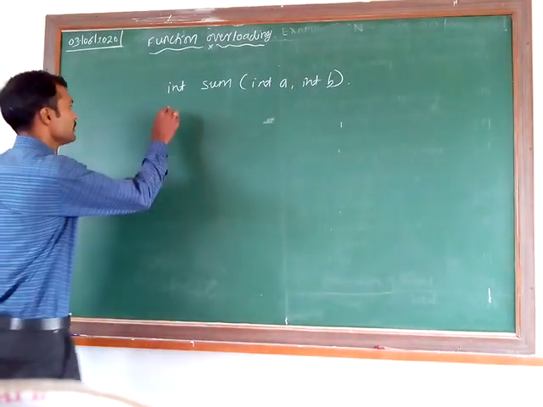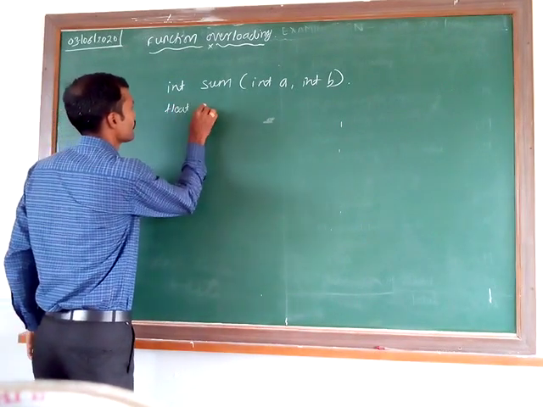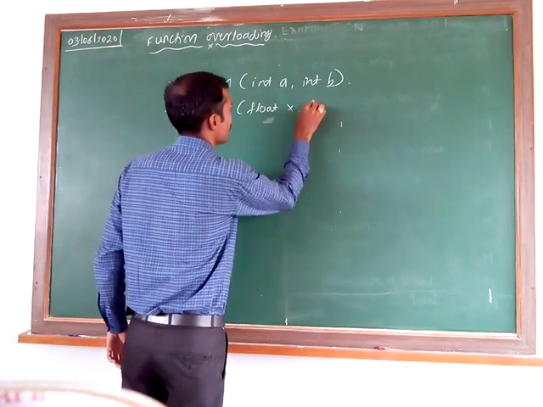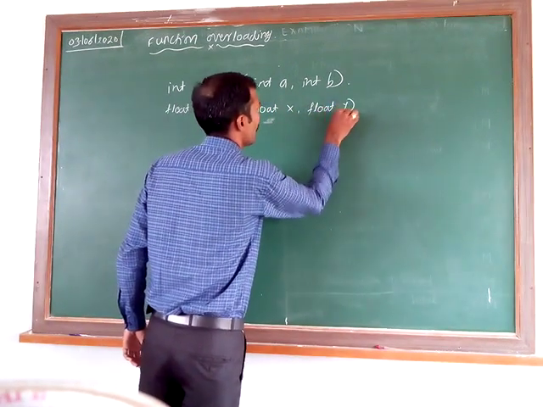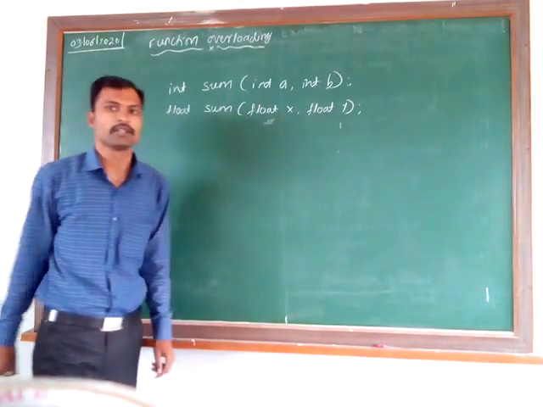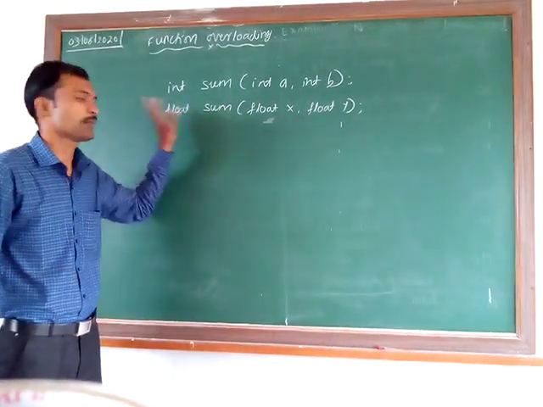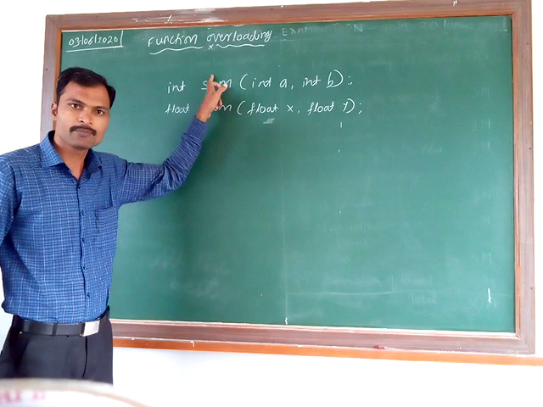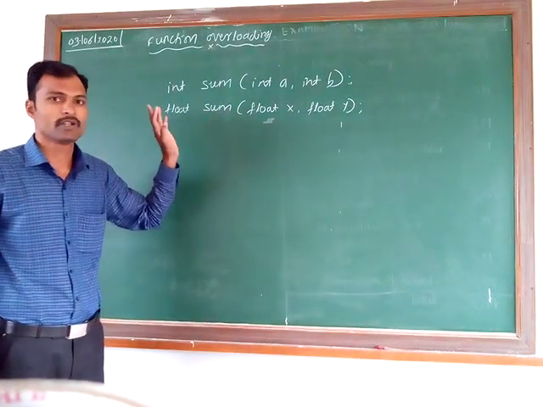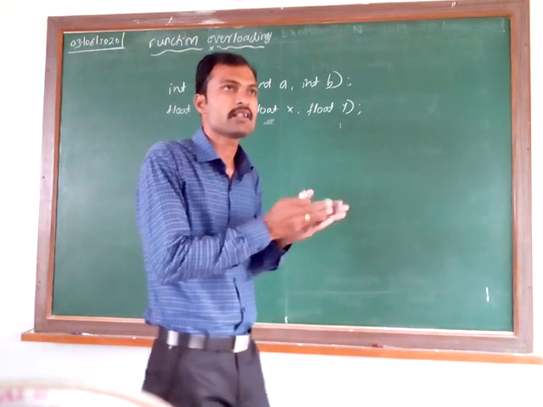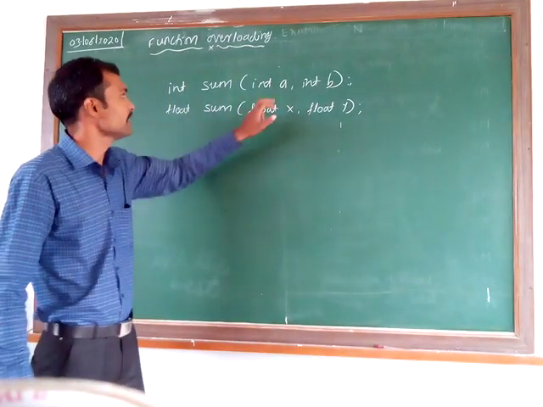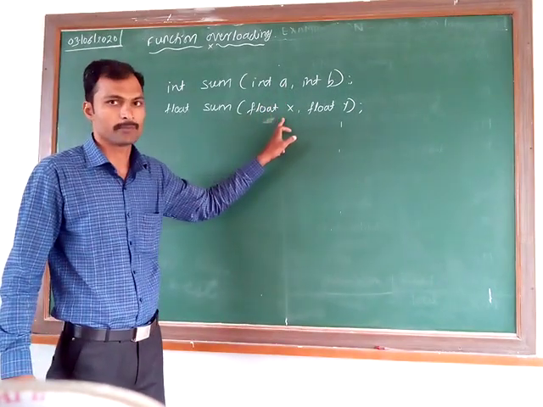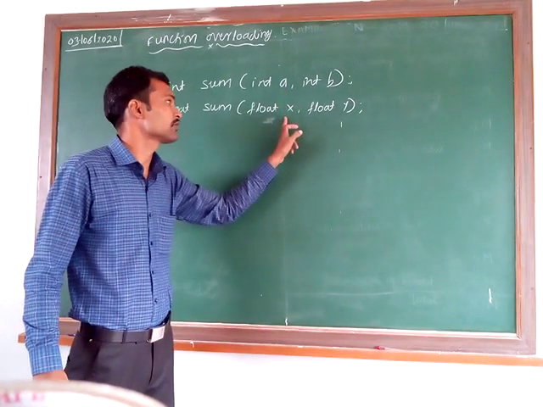So we take one more function here: float sum(float x, float y). This is the first function. This is the second function. Both functions have the same name, sum. The first function has sum, and the second function also has sum. So two functions have the same name. For the arguments, the first one has the int type, the second one has the float type. The first one has two arguments, the second also has two arguments.